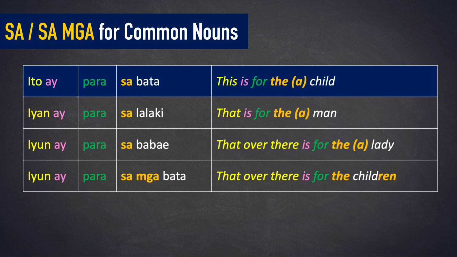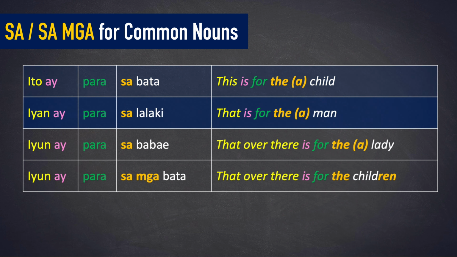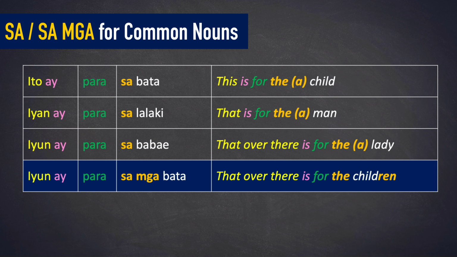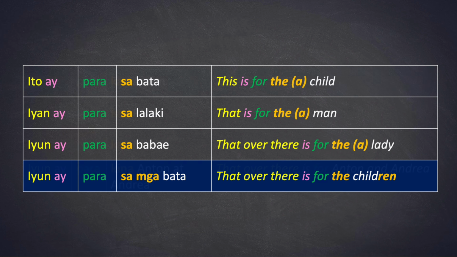Ito ay para sa bata. This is for the child. Iyan ay para sa lalaki. That is for the man. Iyun ay para sa babae. That over there is for the lady. Iyun ay para sa mga bata. That over there is for the children.